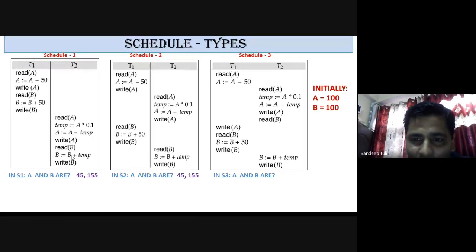I will explain it. I will explain. First, you calculate the values of A and B after schedule 3 executes.